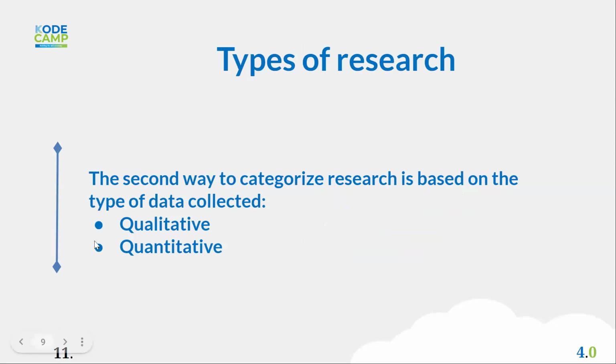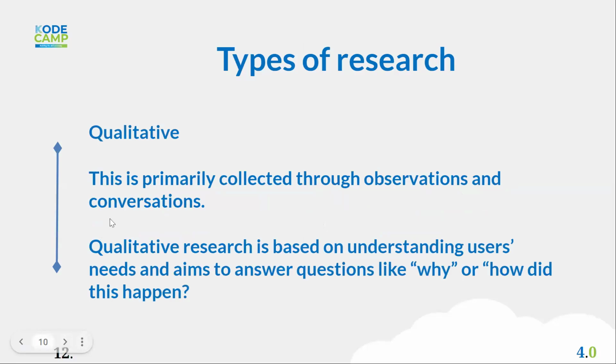I also said that data can be collected based on the type of data. It can be either qualitative or quantitative. Qualitative data is primary data collected through observation.